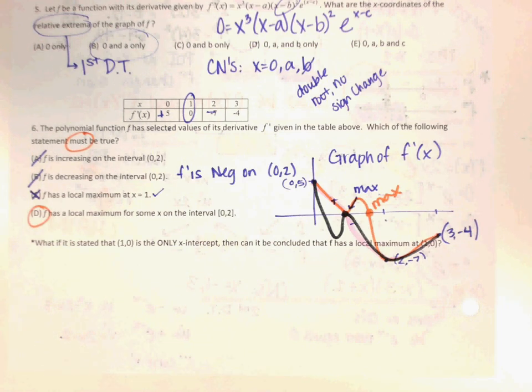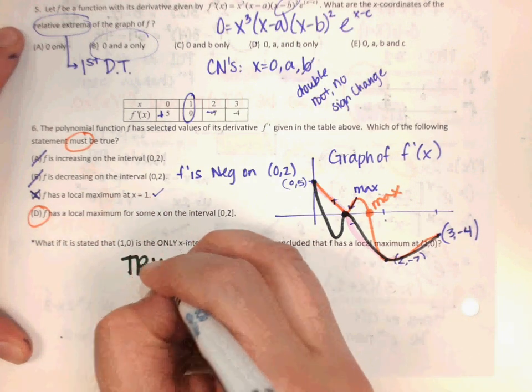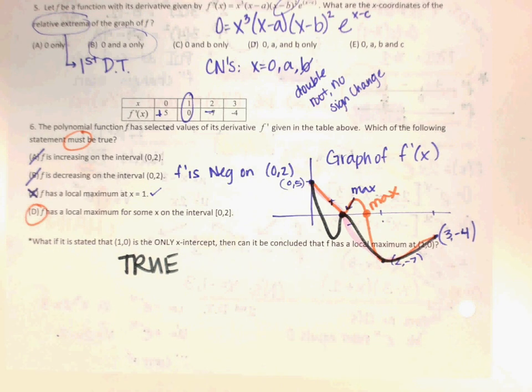Okay, now listen. One more question. What if it is stated, read this question right here, that (1, 0) is the only x-intercept? Then can I conclude the max has to be at 1? That would make it a yes. If they had said there's only one x-intercept, it's at 1, then I would say this has to be true. But if it's allowed to bounce at that value and cross somewhere else, then I'd have to pick D, which says there is a max, it's somewhere between 0 and 2, but we don't know what number it happens at. Does that make sense?